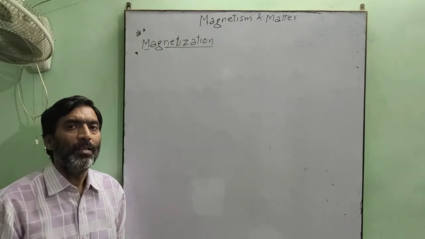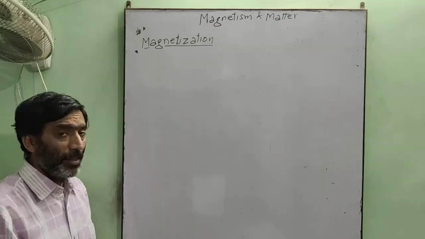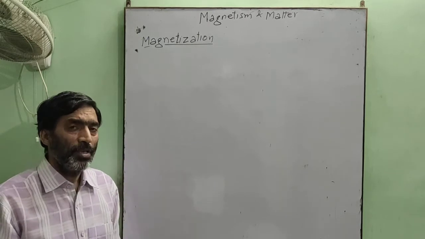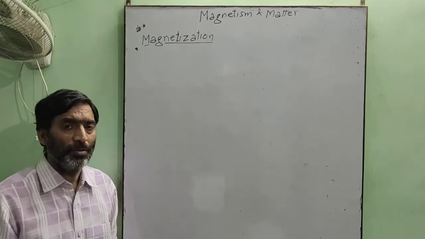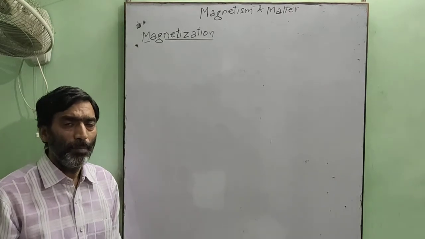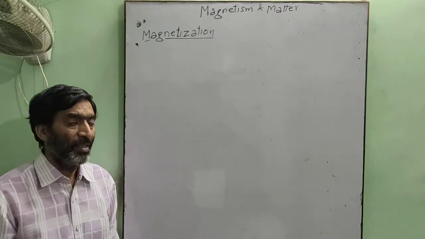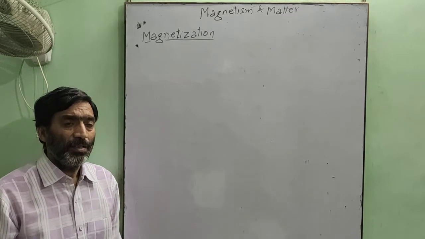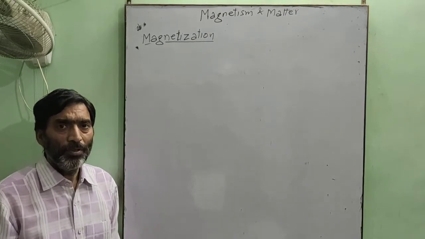Good morning. Today's topic is magnetization. Before starting this topic, I have to discuss a very important question: where does the magnetic property of a magnet come from? The answer is that it starts from the atom or the nucleus.